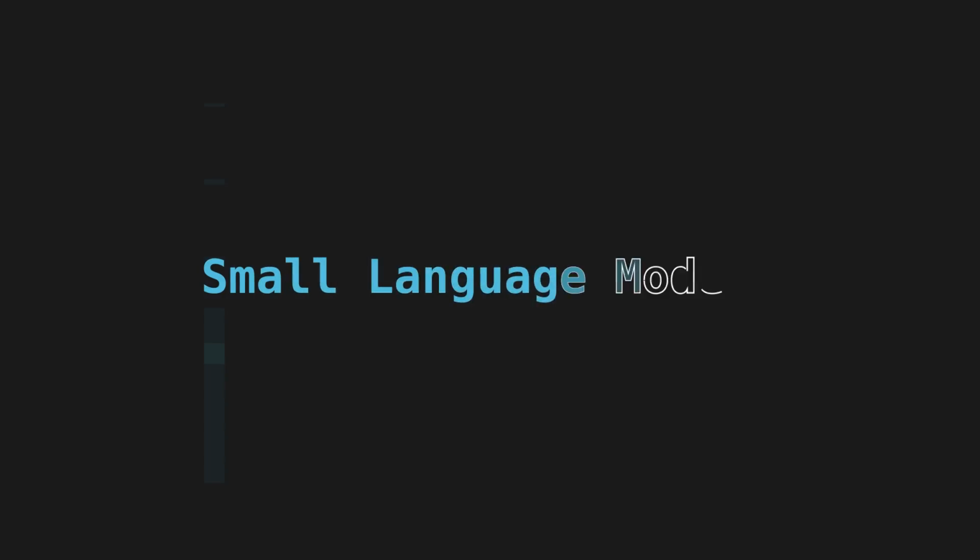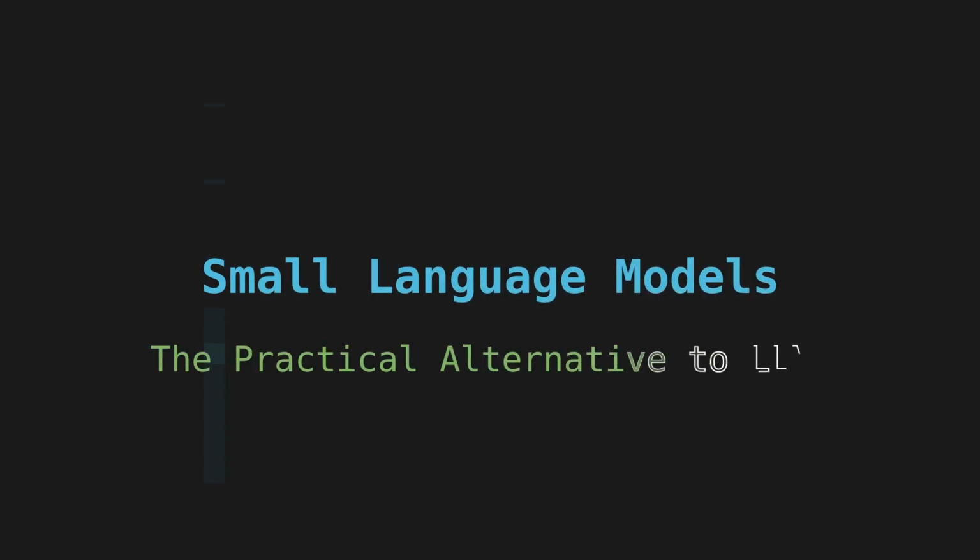What if I told you that a model with 3 billion parameters, small enough to run on your laptop, could outperform a 100 billion parameter cloud model on your specific business task, offline, privately, and at a fraction of the cost? That is not science fiction. That is the reality of small language models. Welcome to the practical alternative to LLMs.